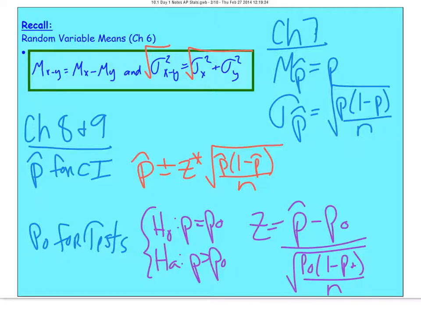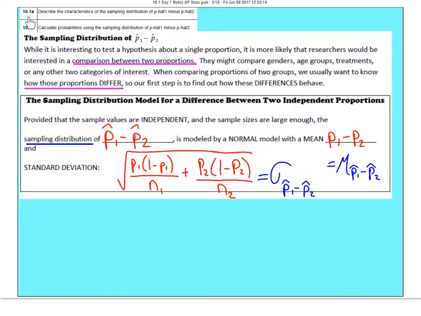So we've seen a lot of connections between Chapters 7, 8, and 9 as it relates to proportions and how they're used for computing the sampling distributions, confidence intervals, and doing tests. Now it's important for us to have a grasp of this information because in Chapter 10 what we're going to do is focus on doing confidence intervals and tests of finding the difference of two proportions of two different samples. So we're going to have to reference our information that we know from Chapter 6 again. So in 10.1a and b, we're going to describe the characteristics of a sampling distribution of p hat 1 minus p hat 2. And then we're going to calculate some probabilities using the difference of that distribution.